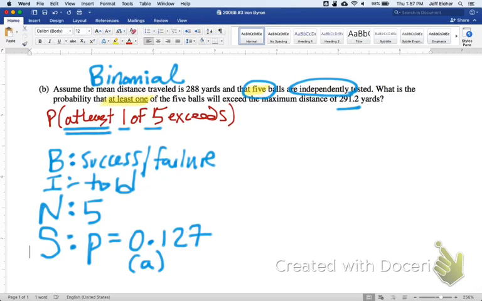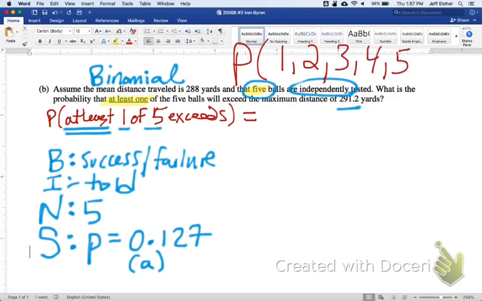So we'll look at 2 approaches to do this. One approach is let's use the complement. The probability of at least 1 would be the probability of 1 or 2 or 3 or 4 or 5. That's a lot of probabilities we'd have to calculate. So instead we'll do the complement. The only other case that isn't addressed there is the probability of 0 exceed.